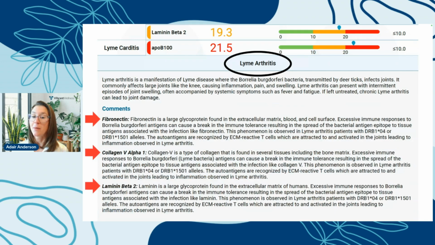Fibrin includes interpretive comments for all antigens that are outside the reference range, so if you want to learn more about a patient's moderate or high levels, you can always scroll back to the summary and read those comments.